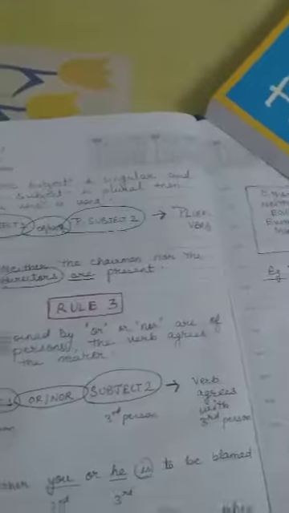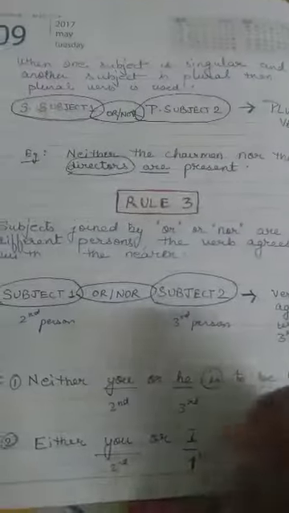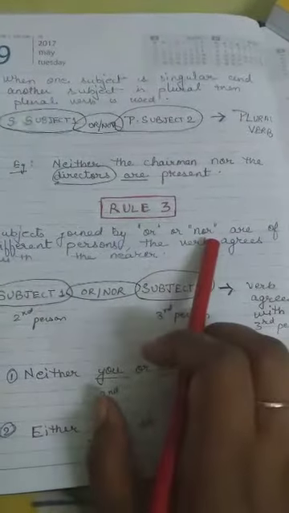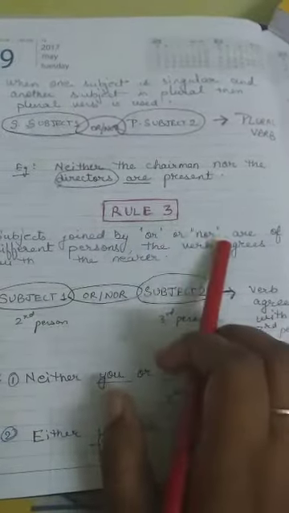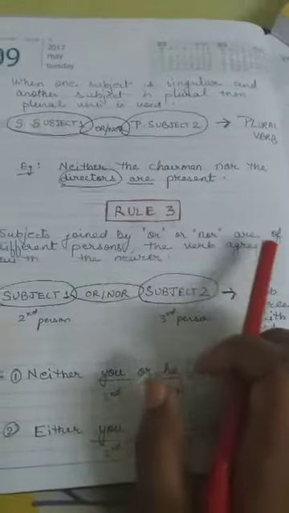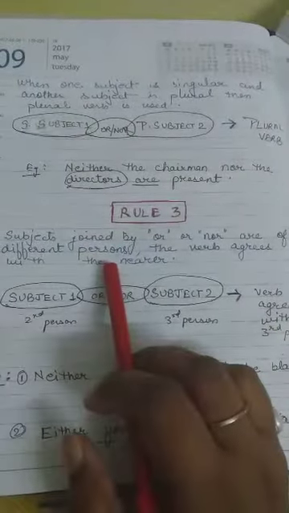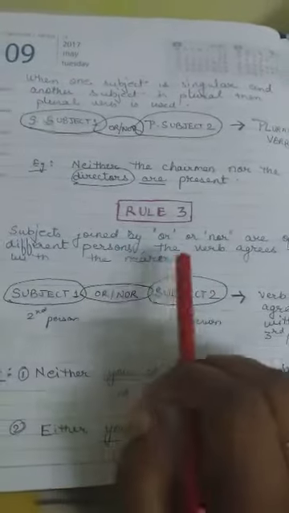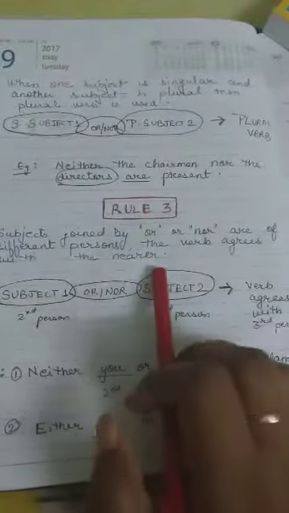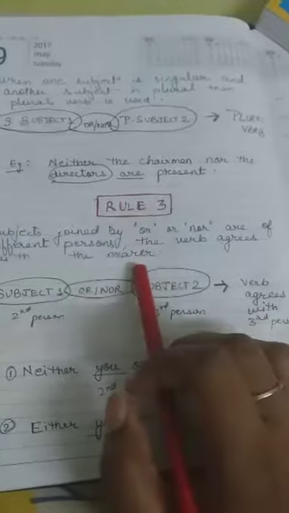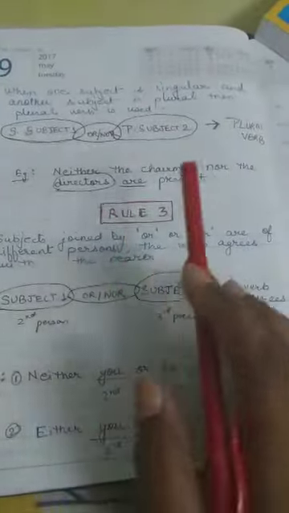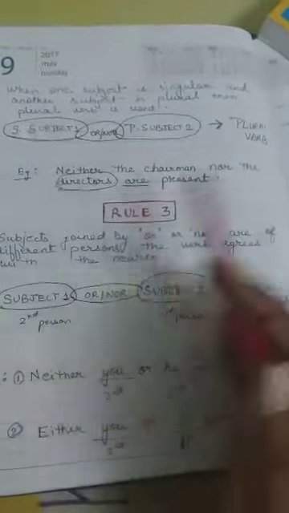Easy to understand? Okay. Now let us look at the third rule, which says subjects joined by or, nor, same as rule 2, but of different persons. This is different from rule 2. Different persons, the verb agrees with the nearer one. Quite similar to rule 2, isn't it? But it's a difference of person. Here the persons would be first and second, or second, third, first, and so on.